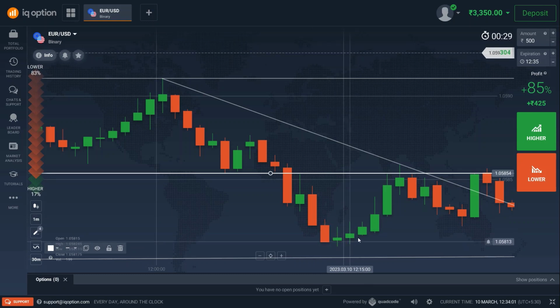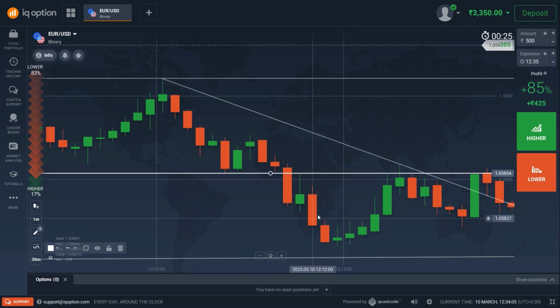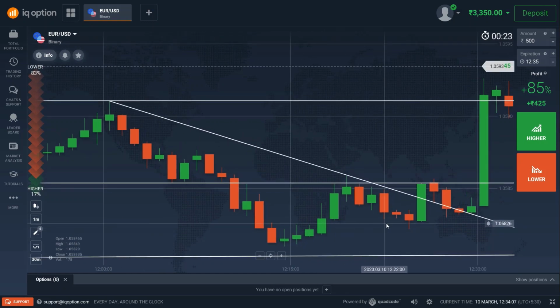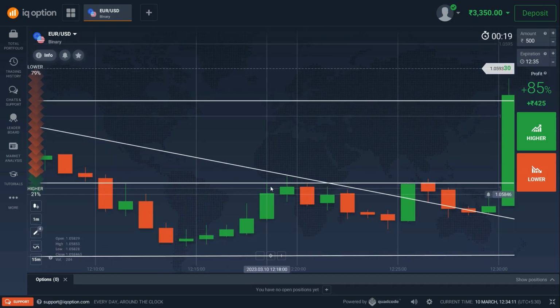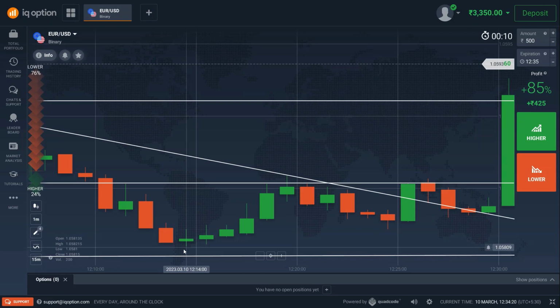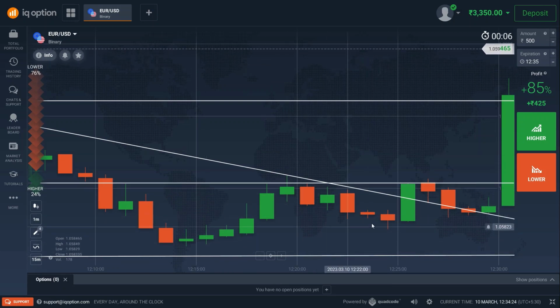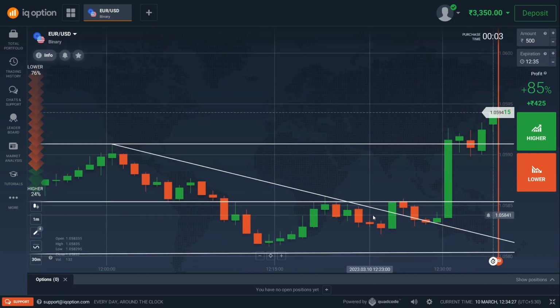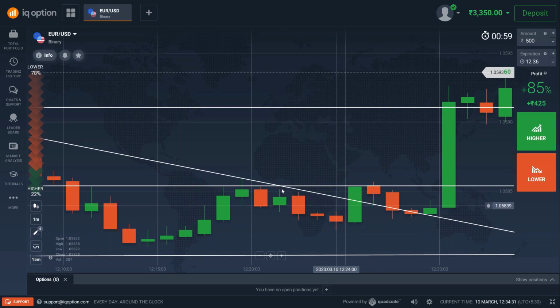As you can see, the market hit this level and started moving in the upward direction. I expected that to happen early, but it happened a little later. The market broke this level and formed a new high. Then the market started moving downwards and failed to form a new lower low. This is a kind of indication that there is a possibility of market reversal. So that's the reason I decided to wait for an up trade.